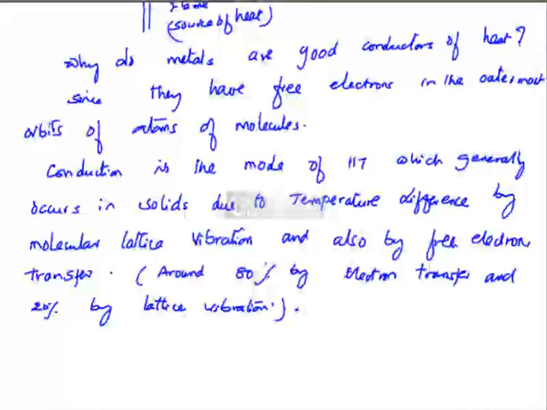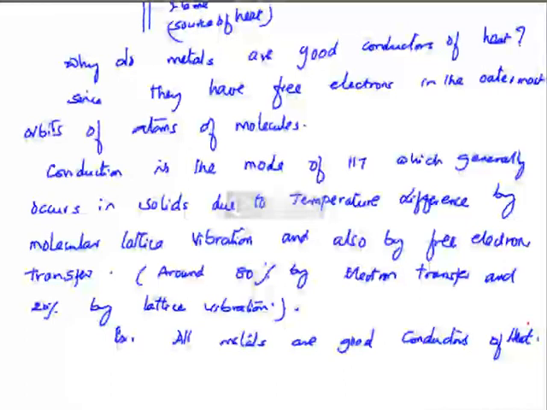The reason why good electrical conductors are also good heat conductors is because of the presence of free electron transfer. All metals are good conductors of heat. Example, copper, silver, steels, aluminium, etc.